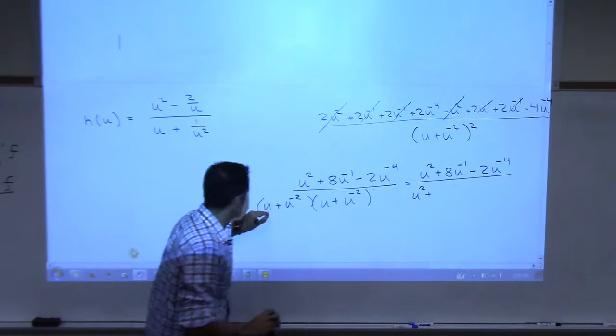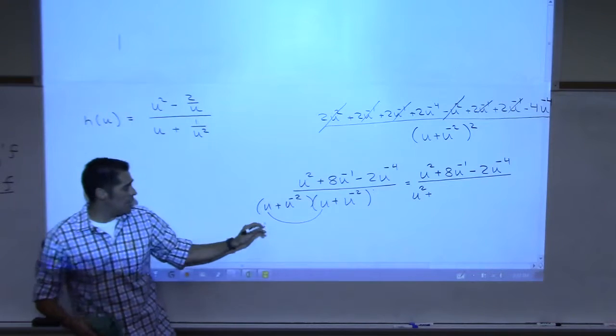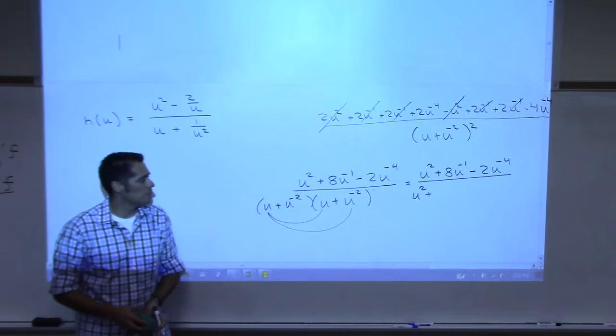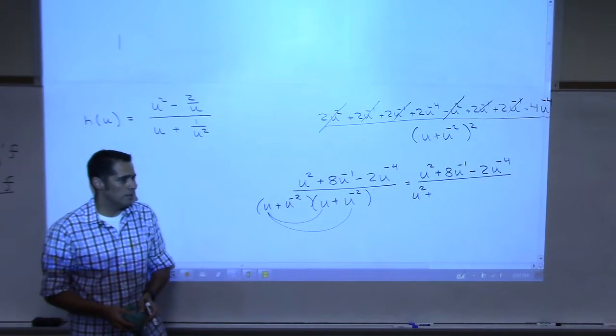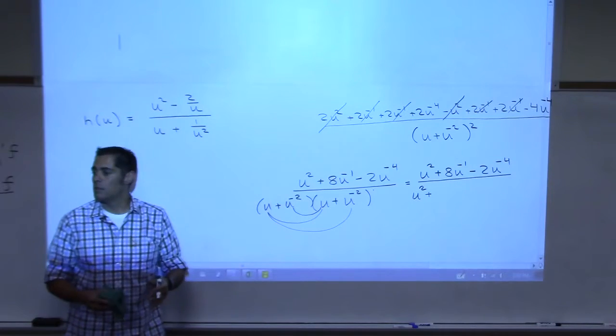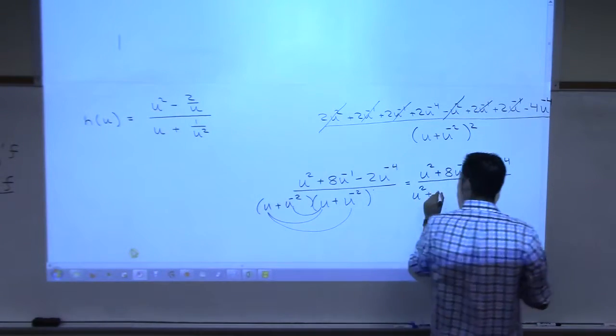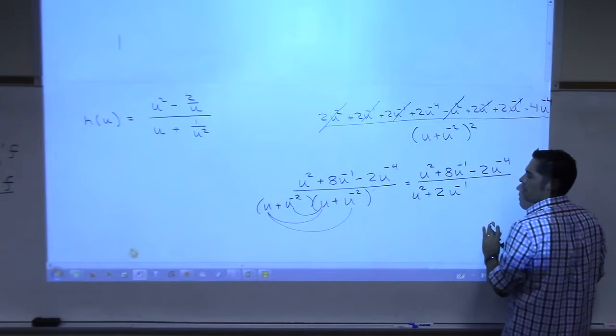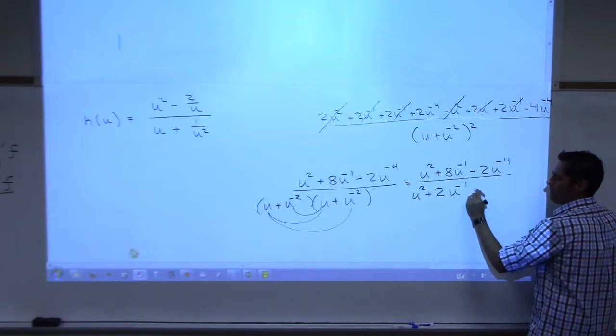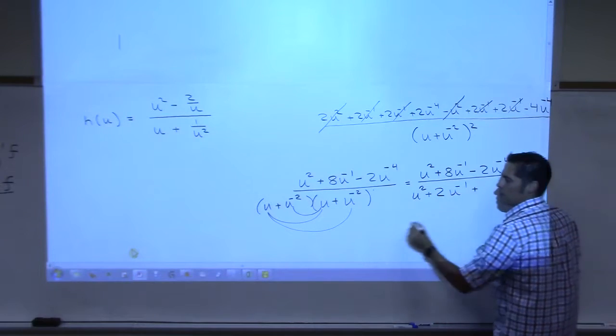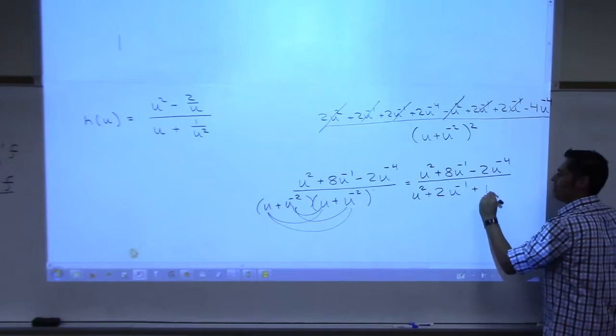I'm going to go a little slower. I'm going to go u squared there, right? And then when I do this one and this one, I get what? Plus u to the negative 1. When I do this one and this one, plus u to the negative 1 again, which is going to be 2 of those. So plus 2u to the negative 1. And then finally, plus this and this is u to the negative 4.